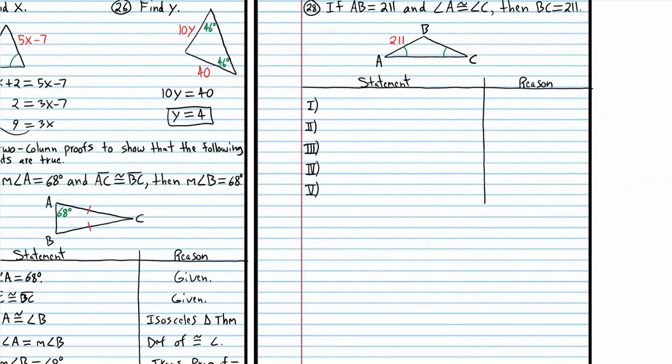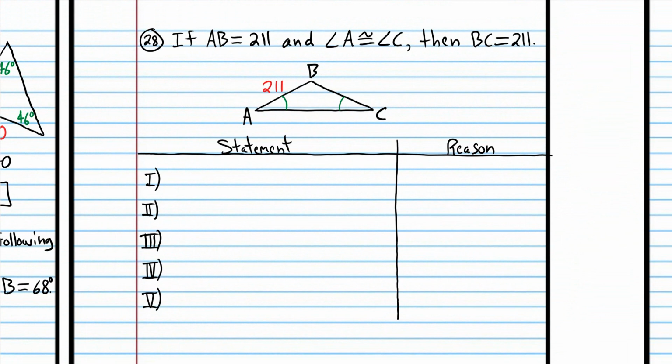So why don't you try one of those proofs? But you're going to use the Isosceles Triangle Converse Theorem. So go ahead and try number 28, and when you come back, we'll do it together.